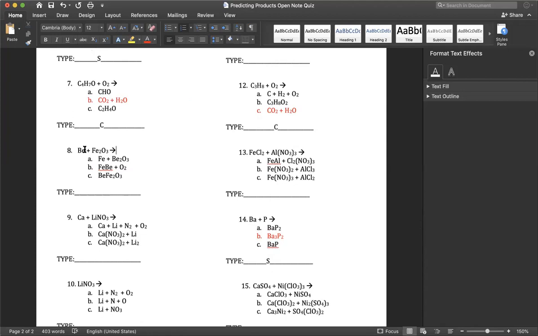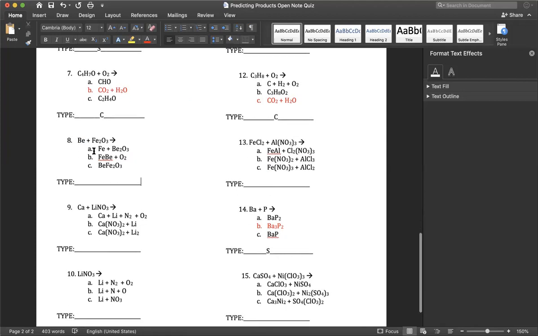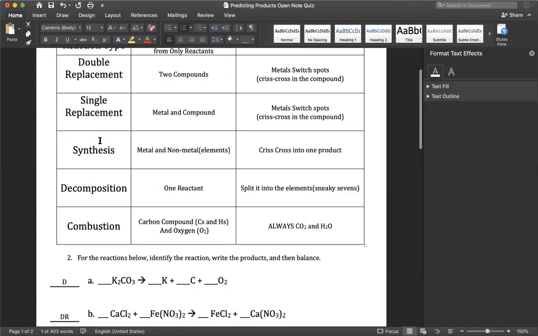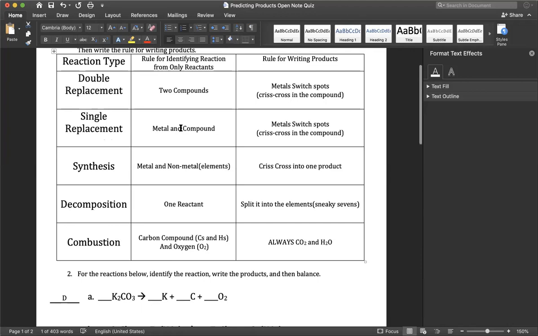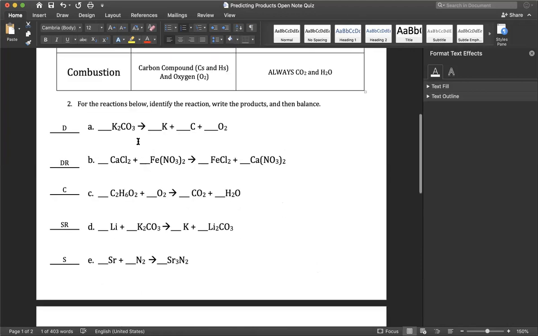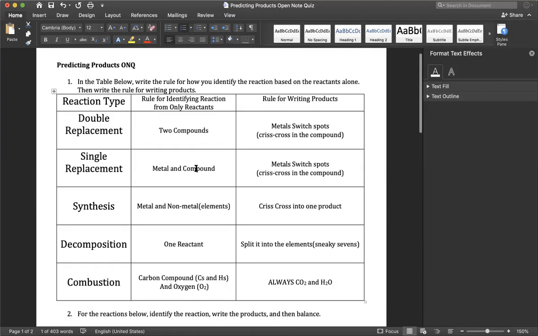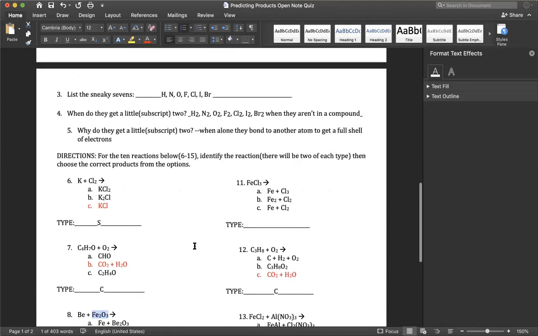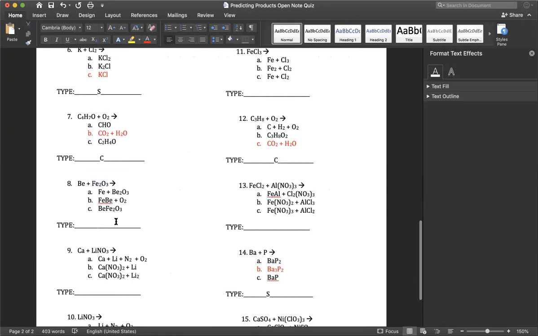Okay. We have Be. What is Be? It's a metal. And then what is this? It's a compound. So I have a metal and a compound, which tells me that it's going to be a single replacement reaction. When I write the products for this, my metals are going to switch spots. So this is single replacement.